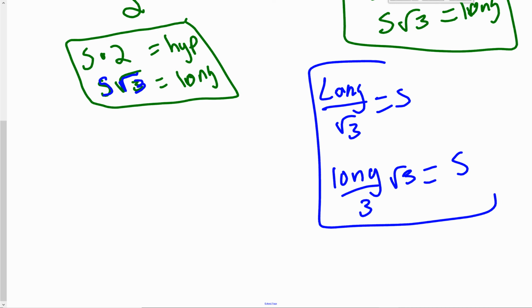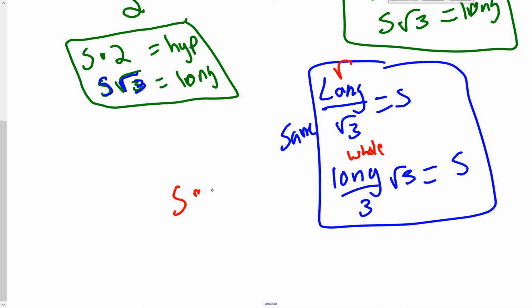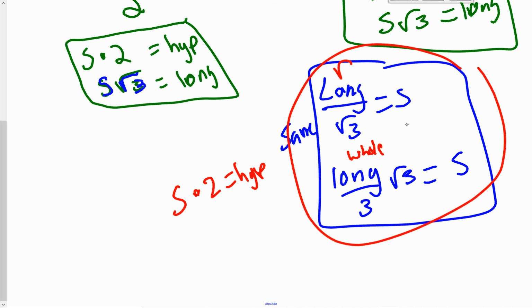So either of these two are the same. If you're given some type of root, you would use this one. If you're given a whole number, you would use this one. And then once you have your short leg, all you have to do is multiply by 2 to get to the hypotenuse. If you're given the long leg, this part right here to get to the short leg is a little bit tricky because you're dealing with dividing by square root 3, which is the same as dividing by 3 and multiplying by root 3. So it just depends on what type of number you get for your long leg. If it's a root, you do this top one. If it's a whole number, you do this one.